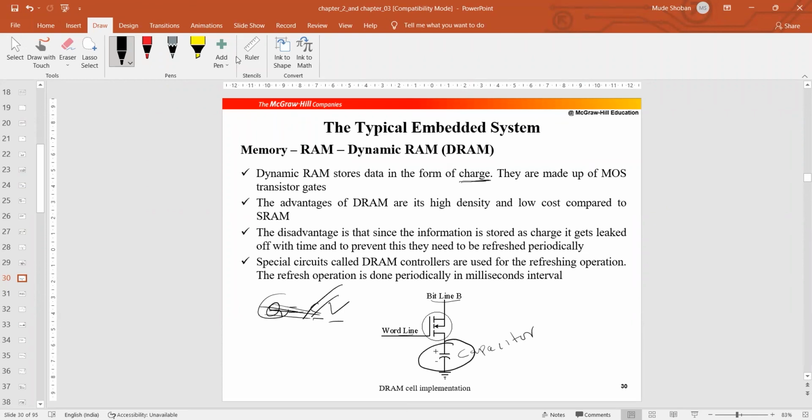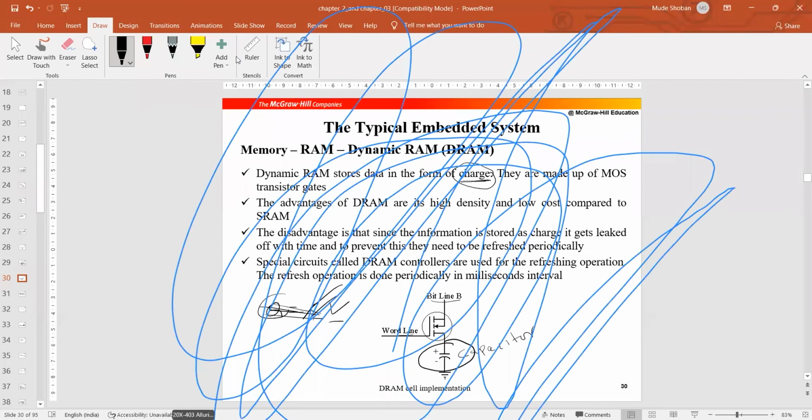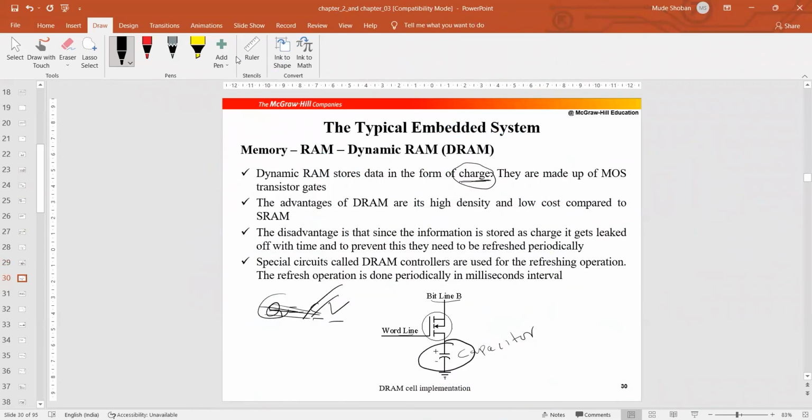Once the word line is passed, the capacitor will charge. The capacitor also has the capability of storing for a longer time, giving longer life to the information. Because of only that, even if you put something in your file and your system is working after 10 years, you could get the same file because of DRAM cells. So dynamic RAM stores data in the form of charge. Which form is it storing? Charge. And SRAM is storing in which form? Voltage. Please notice this.